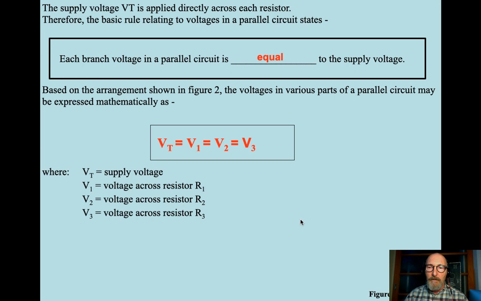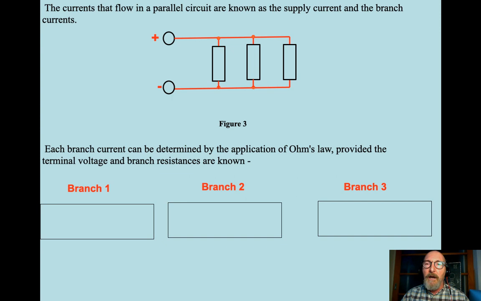All right, the currents that flow in a parallel circuit are known as the supply current and the branch currents. So once I've got a voltage source across the circuit, the circuit forms a main current coming down through here, and then these are branch currents, branch current 1, branch current 2, branch current 3. So there's R1 will have branch current 1, R2 branch current 2, and R3 branch current 3. And by using Ohm's law, we can show that I1, current 1, is going to be equal to VT over R1.